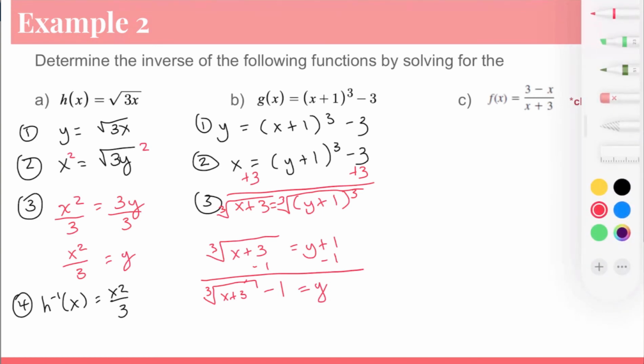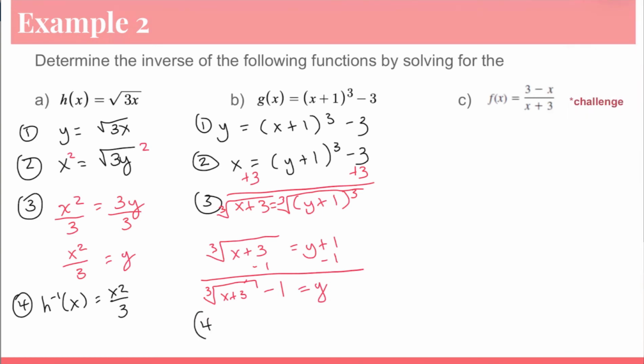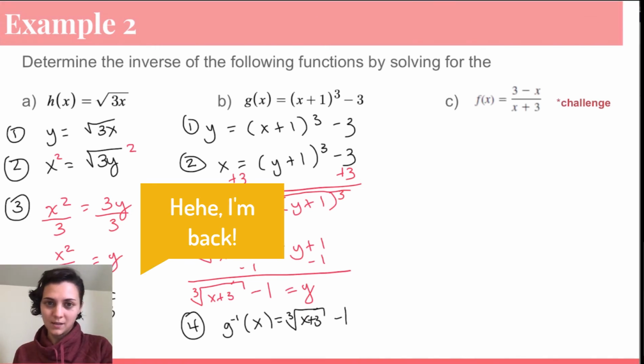And my final step 4 is to rewrite it in inverse notation, since I found the inverse. My original function was g, so I will call this g inverse of x equals the cube root of x plus 3 minus 1.